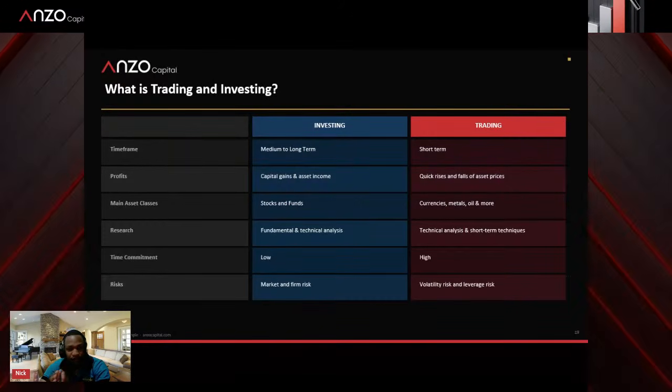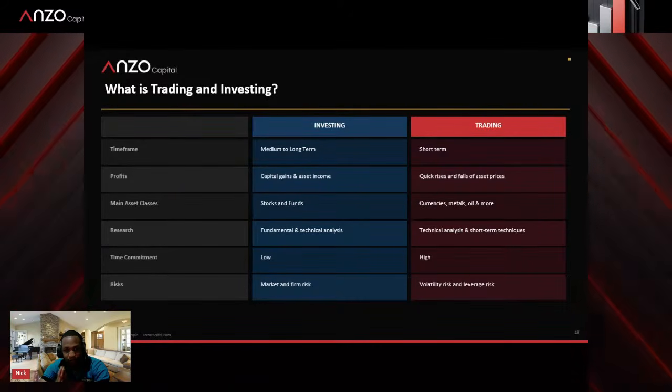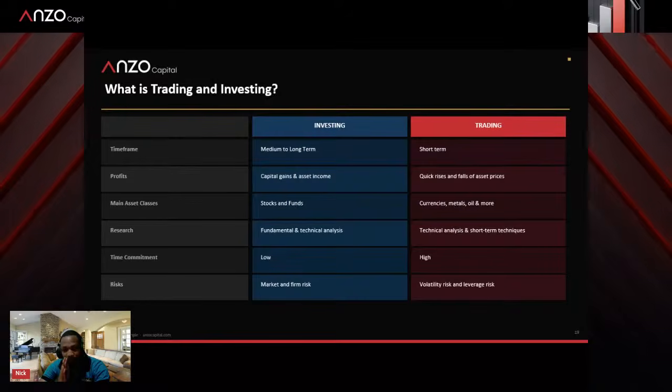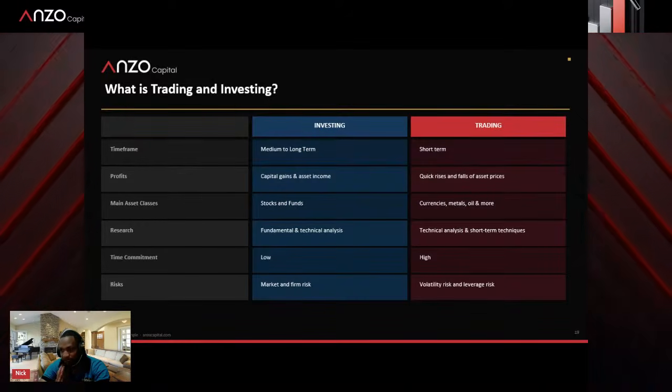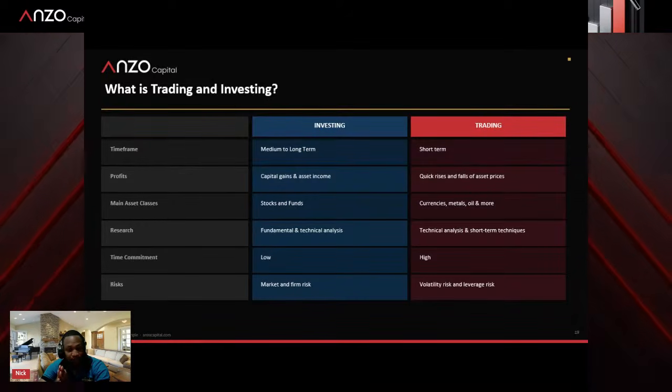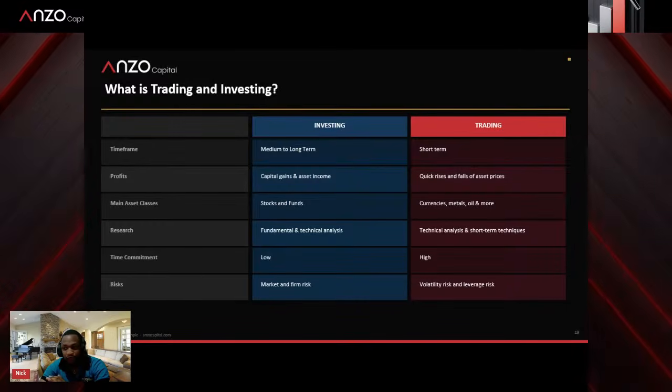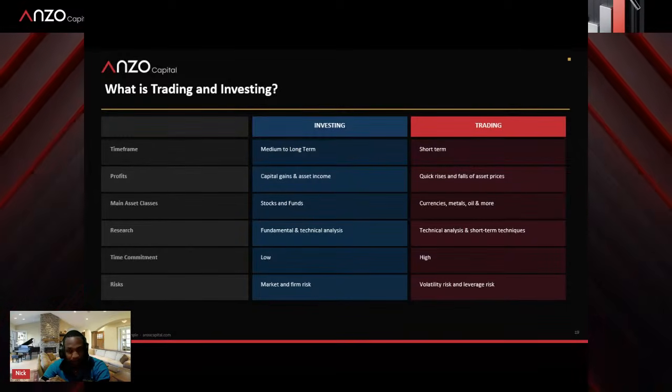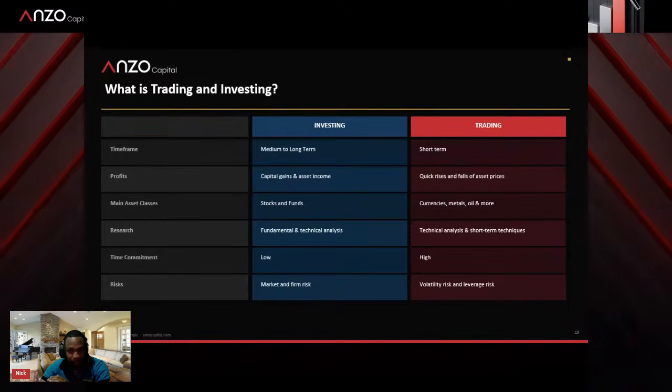The difference between investing and trading based on time frame: investing is done on a medium to long term scale. It's medium to long term. Trading on the other side is short term. Okay. So with trading, you can do day trading, you can be a scalper, yeah, it's basically short term.